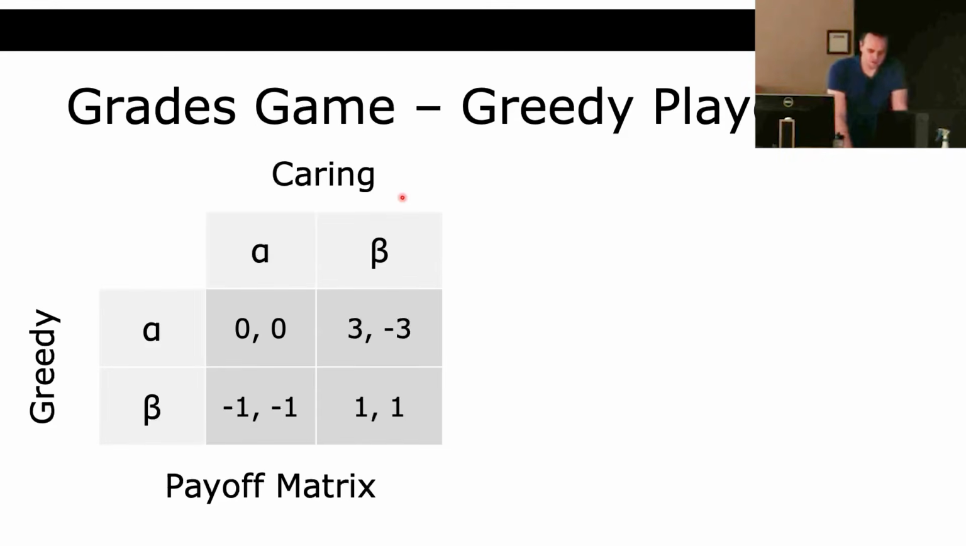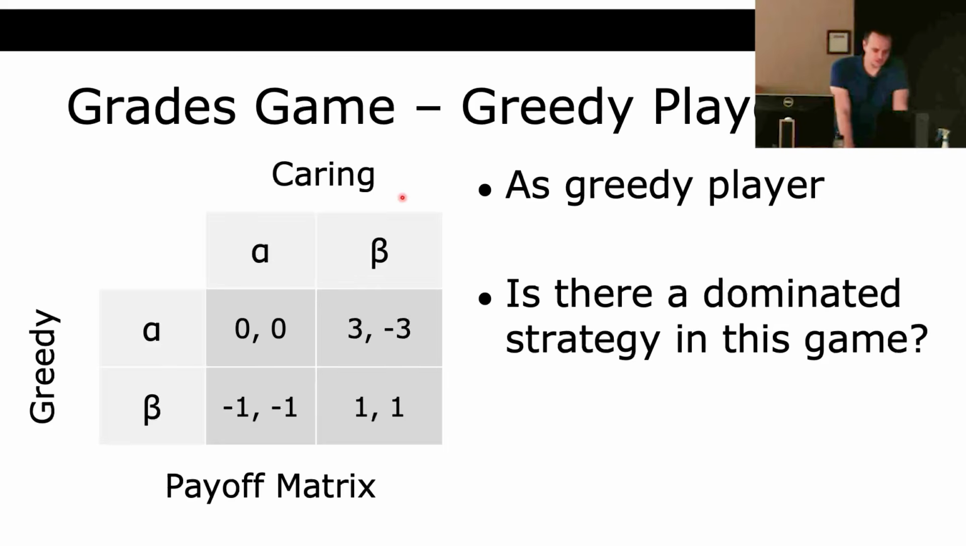Okay? So as the greedy player, is there a dominated strategy in this game? Okay, let's do the algorithm again. And by the way, if in any of my lectures ever I'm doing an algorithm this much, you better believe it's going to be on an exam. Okay, so solving this sort of thing on an exam is definitely going to be there.